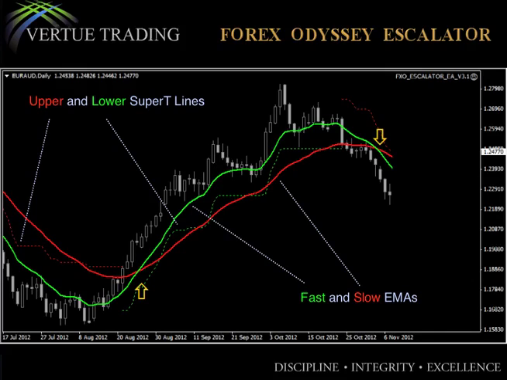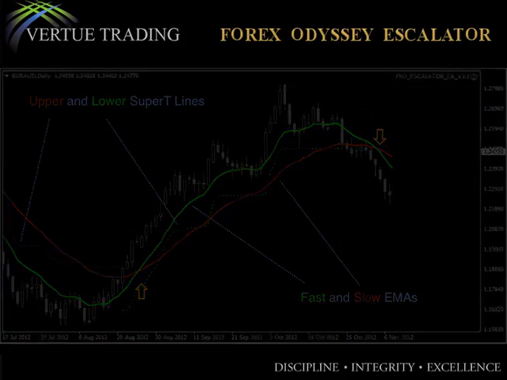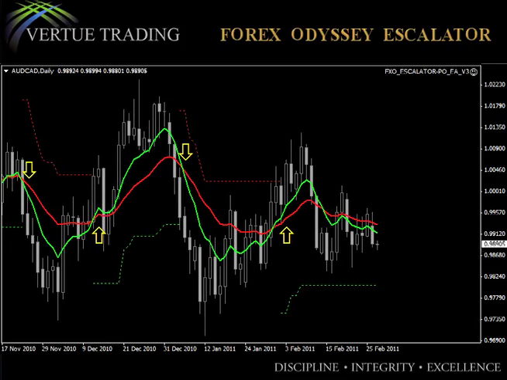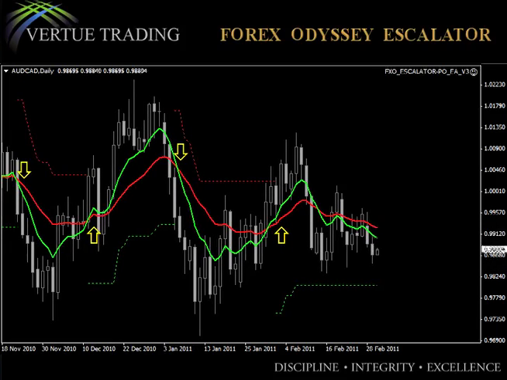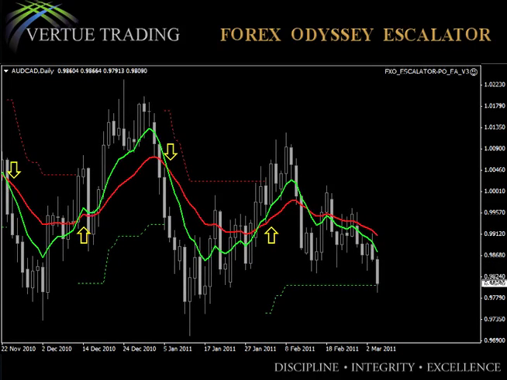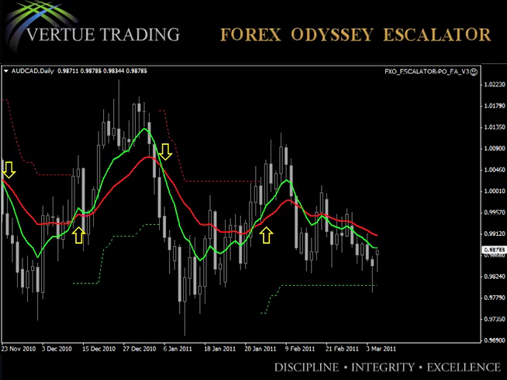Let's take a look at a time-lapse video of a couple of actual setups and entries on the Aussie dollar Canadian dollar pair. In the video we can see an escalator sell signal setting up with price approaching the lower green Super T break line and the fast EMA having already crossed below the slow EMA. Once price closes below the green Super T level, a down arrow will plot.